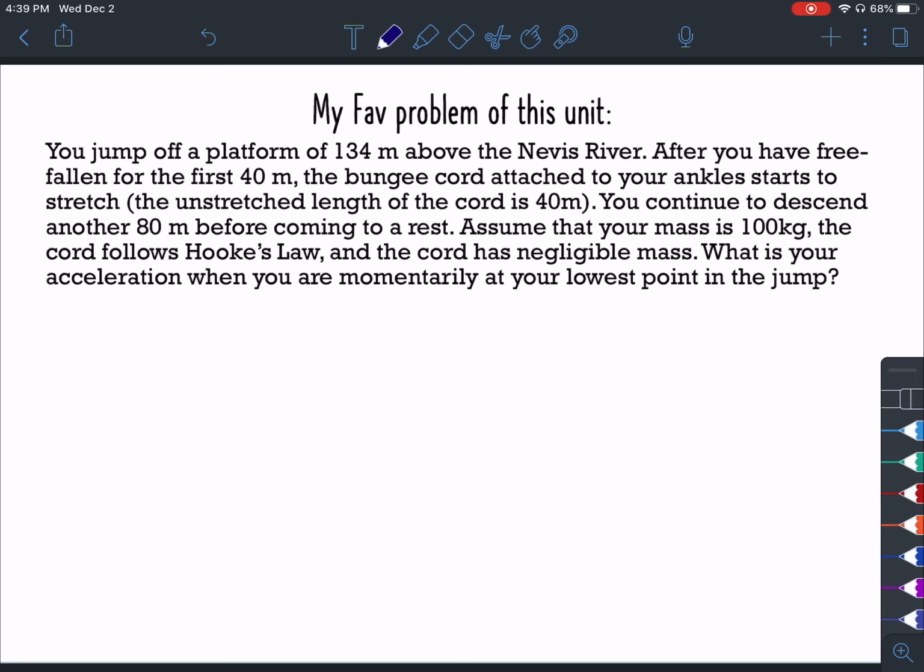The thing with this problem is there are a lot of different parts going on. We're going to have to draw some diagrams and see how we can piece everything together to get to our final answer. The first thing I like to do for this problem is to get some heights going out to the side.